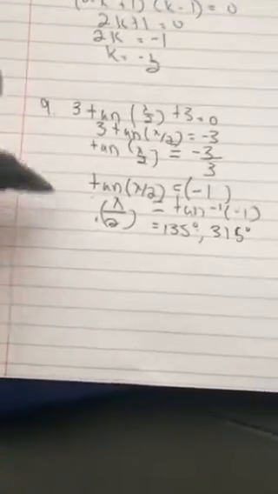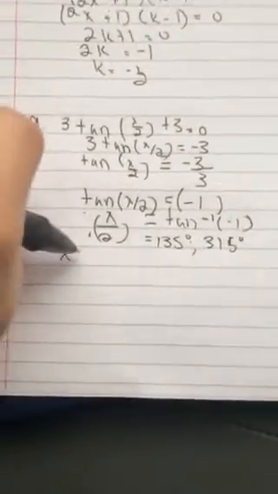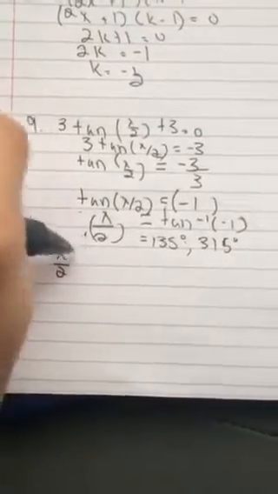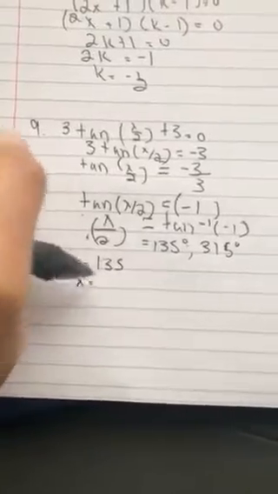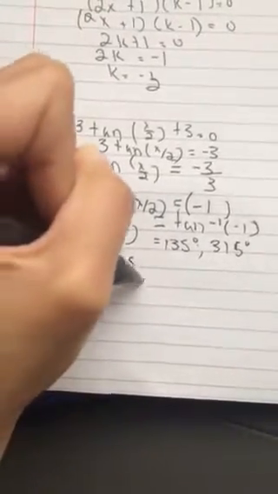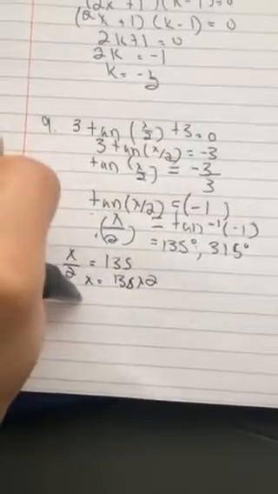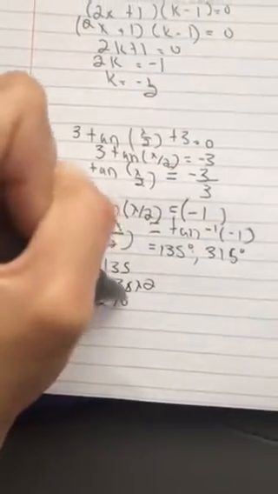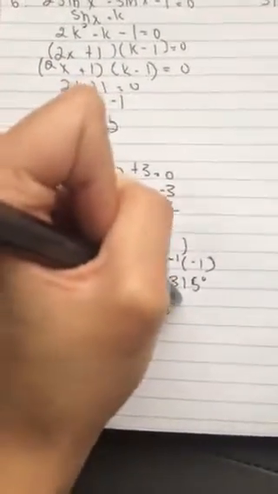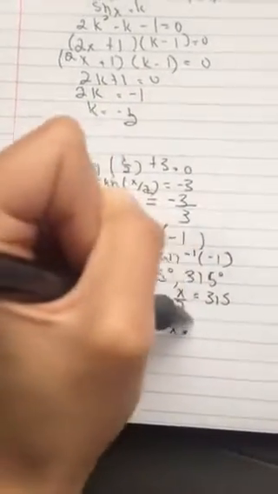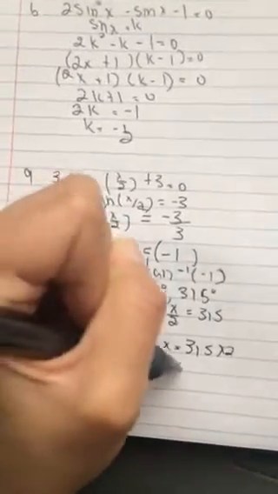So there's two answers to this. x over 2 equals 135, so you times that by 2, and then you get x equals 270 degrees, yay! And the other one is x over 2 equals 315, and x equals 315 times 2, which equals 630 degrees, yay! Moving on.